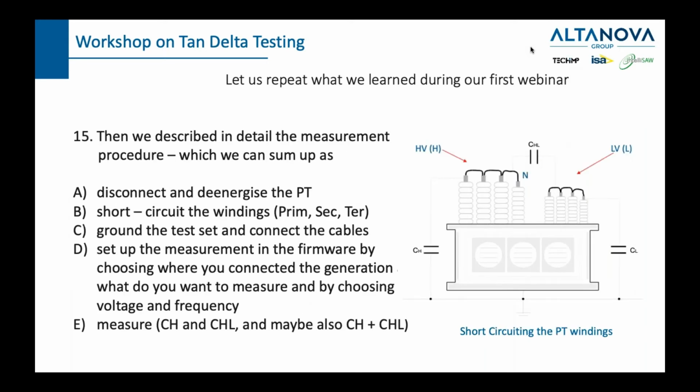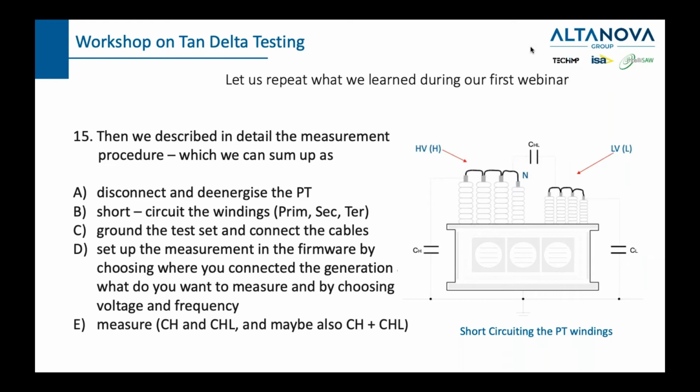Then we started talking about the exact process, how to measure tan delta on a power transformer. So the first step was to disconnect and de-energize the power transformer, because this is an offline test. By de-energize, we mean that with a grounding rod, you need to touch every phase to make sure that all the energy is out of the transformer.